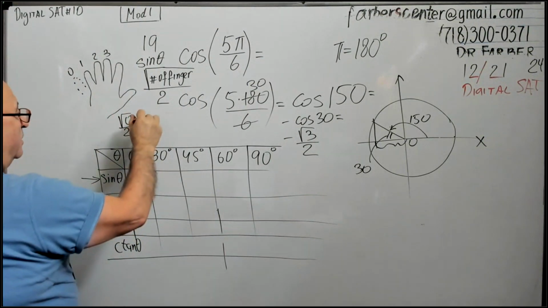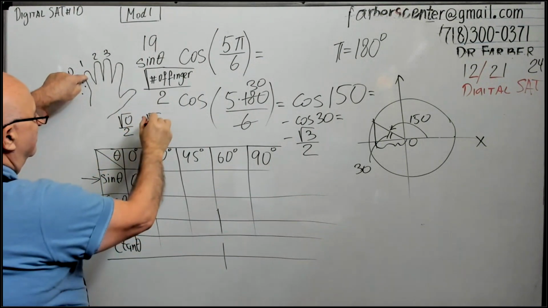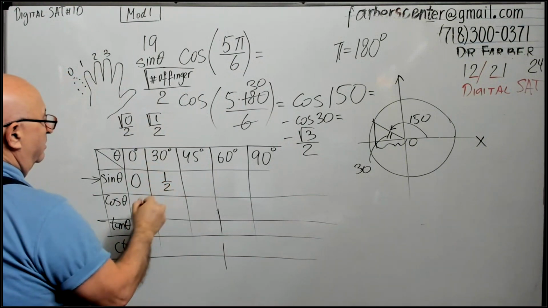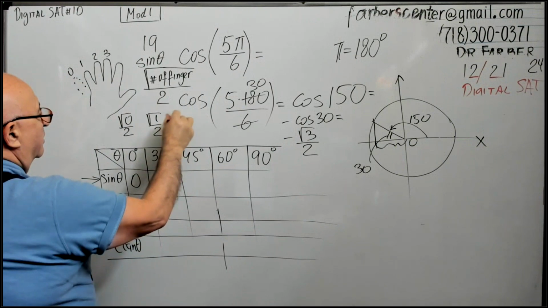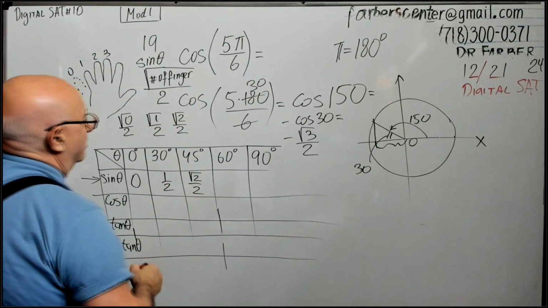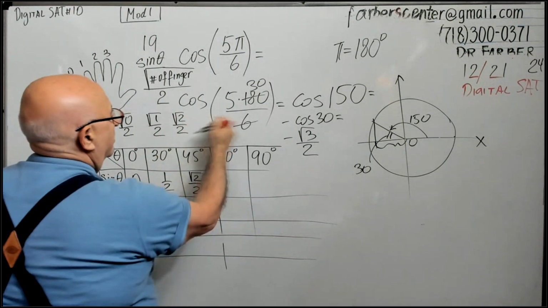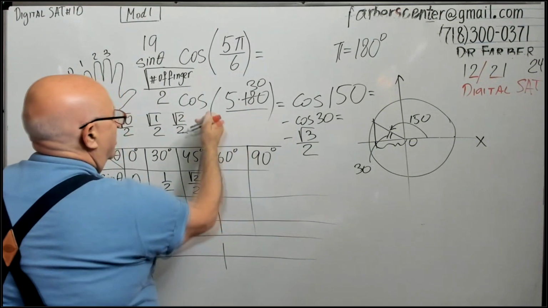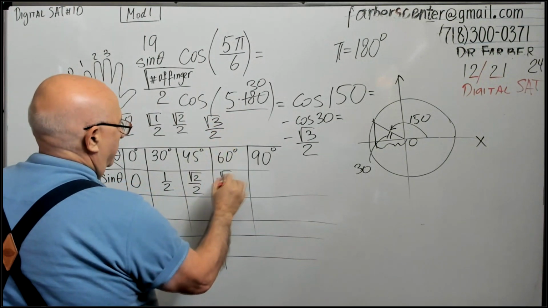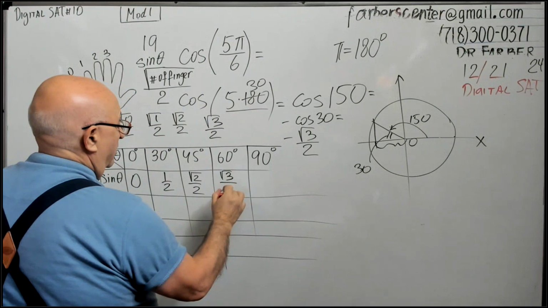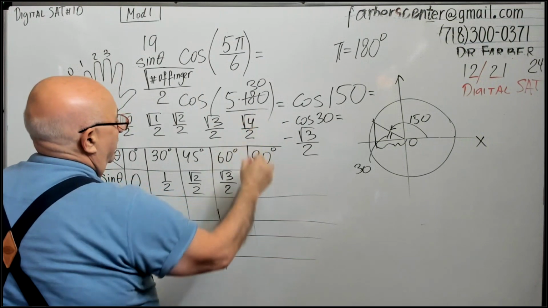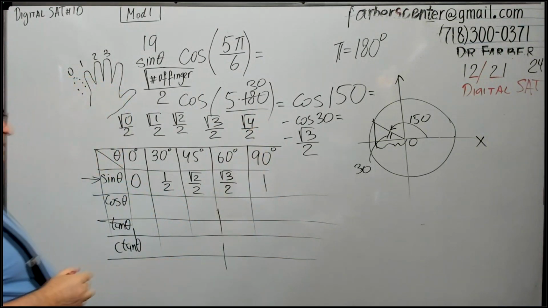This one, square root of 1 divided by 2, which is 1 over 2. This one, square root of 2 over 2, square root of 2 over 2. This one, I need more room, square root of 3 over 2, square root of 3 over 2. This one, square root of 4 over 2. 2 divided by 2 is 1. Easy, and this is what we have for sine.